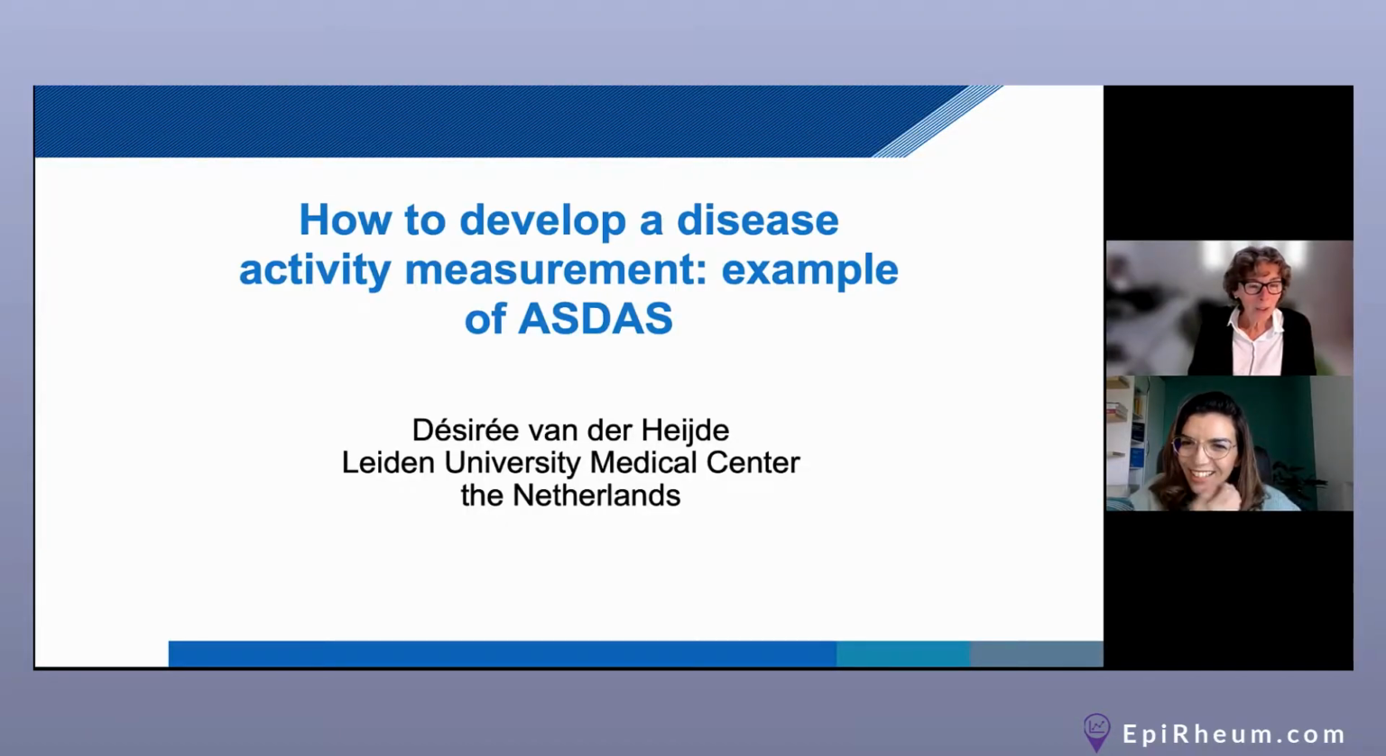I'd like to present to you how to develop a disease activity measurement and to validate it. And I will use the example of the ankylosing spondylitis disease activity score. I'm Desirée Van der Heijde. I'm a professor of rheumatology and working at the Leiden University Medical Center in the Netherlands.